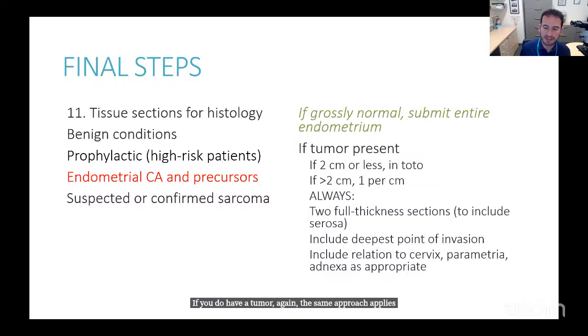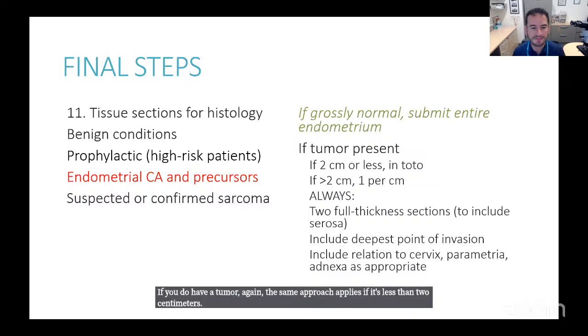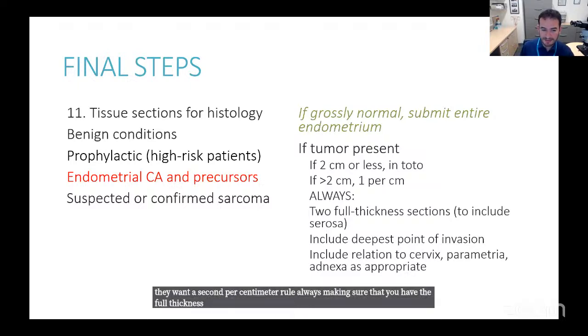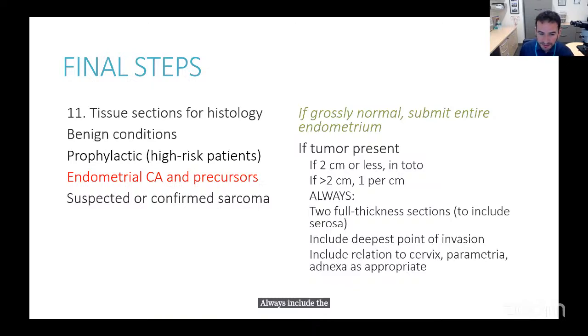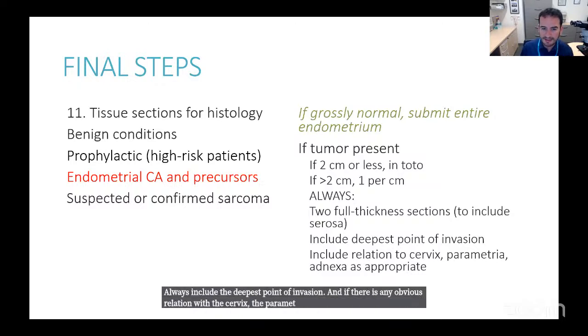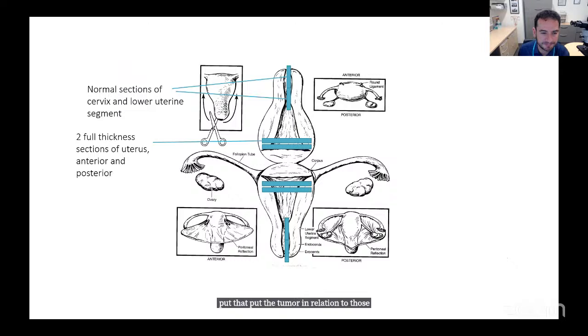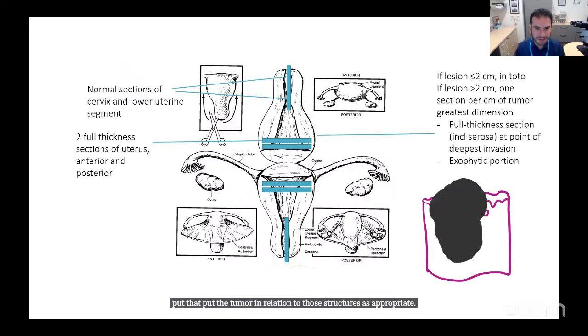If it's less than 2 centimeters, the best advice is to submit it in toto, always attached to the wall, of course. If it's more than 2 centimeters, apply the 1 section per centimeter rule, always making sure that you have the full thickness sections, as I said before, that include appreciation of the serosa, always include the deepest point of invasion. And if there is any obvious relation with the cervix, the parametria, or the adnexa, put the tumor in relation to those structures as appropriate. And this is a pictorial description of what I just said.